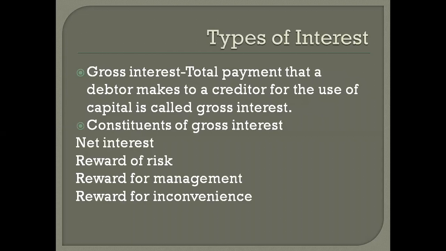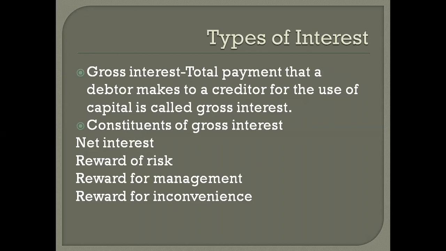Now we have the question: what do you mean by the types of interest? There are basically two types of interest. First is gross interest, another one is net interest. First of all, we discuss what gross interest is. Gross interest is the total payment that a debtor makes to a creditor for the use of capital. When the debtor gives the interest to the creditor, that is known as gross interest.